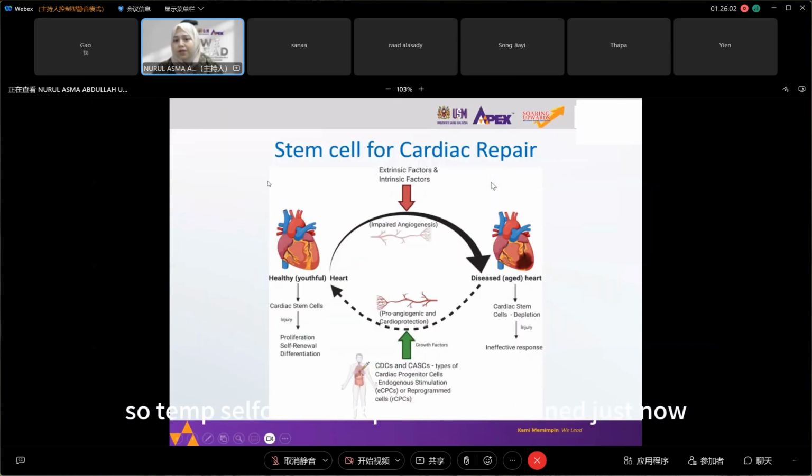So, stem cells for cardiac repair, as I mentioned just now, you can regenerate the heart tissue. However, you must know that heart tissue is in the category of the most difficult to repair. But there are success stories, there are success cases.